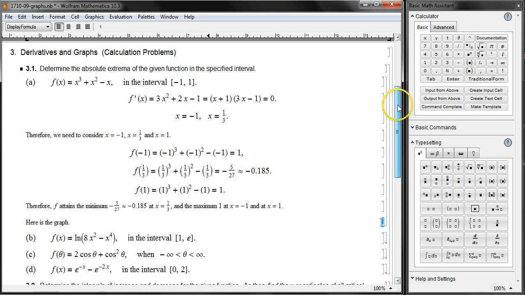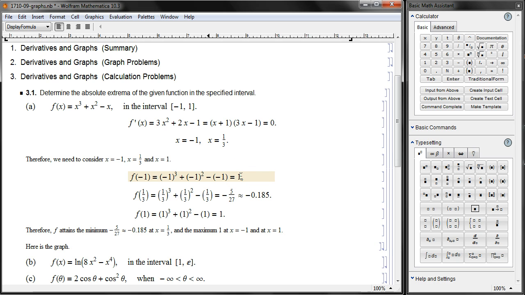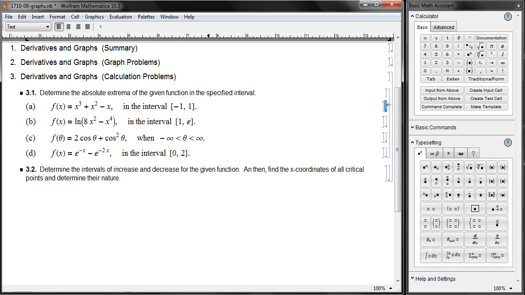We just test them all: x equals -1, the endpoint, x equals 1, the other endpoint, and x equals 1/3. Calculate them all, and what do you get? The smallest is the absolute minimum, and the biggest is the absolute maximum. Those are shared by x equals -1 and x equals 1. So we can write: f attains absolute minimum -5/27 at x equals 1/3, and absolute maximum 1 at x equals -1 and also at x equals 1. That's the most perfect way to answer this question. That was too simple, wasn't it?